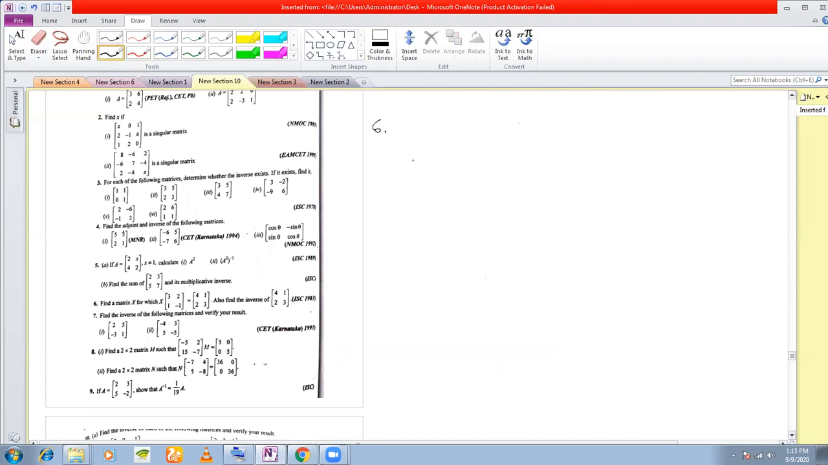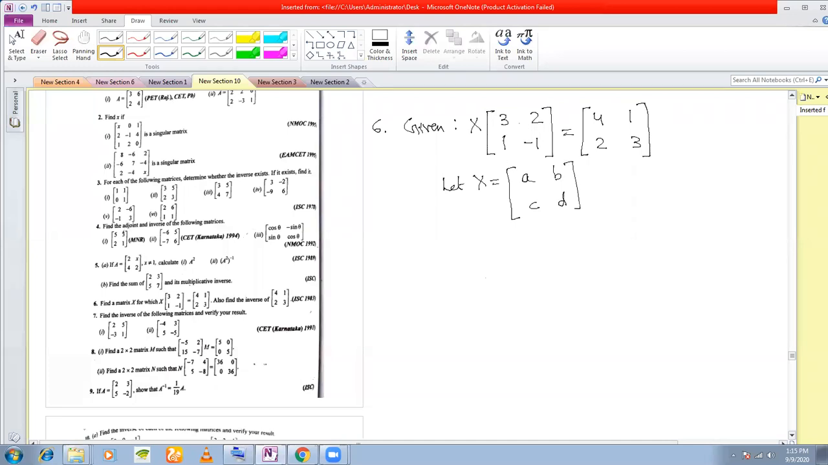Number 6. Find the matrix X for which X into the matrix 3, 2, 1, minus 1 is equal to the matrix 4, 1, 2, 3. Also find the inverse of 4, 1, 2, 3. Now see, if you were in class 10, how would you have done this problem? You would have taken X as A, B, C, D, then multiplied and solved the equations to find A, B, C, D.